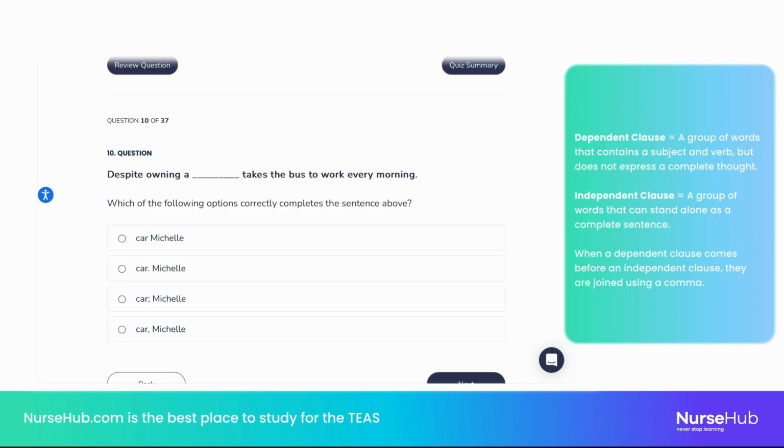Question number 10. Despite owning a car, Michelle takes the bus to work every morning. So here, back to our black, we have a dependent clause, sentence part, right? That goes directly into an independent clause.